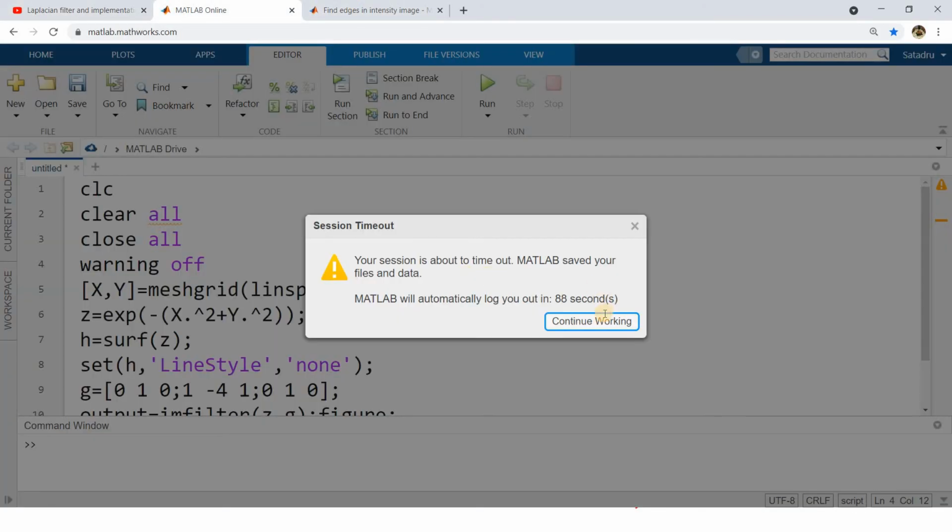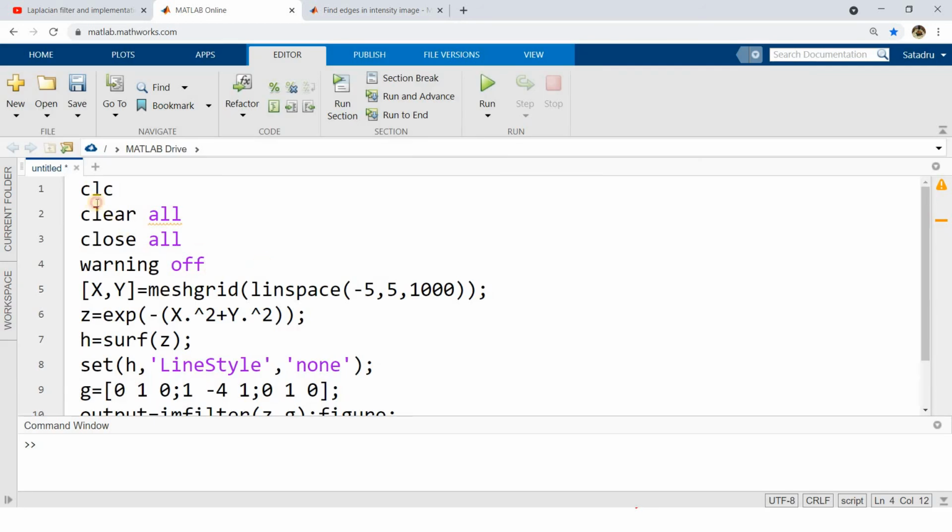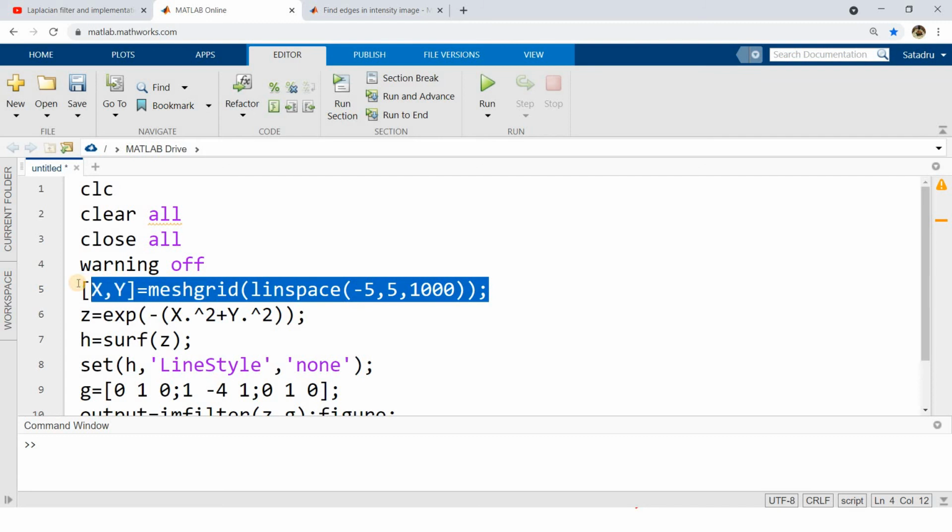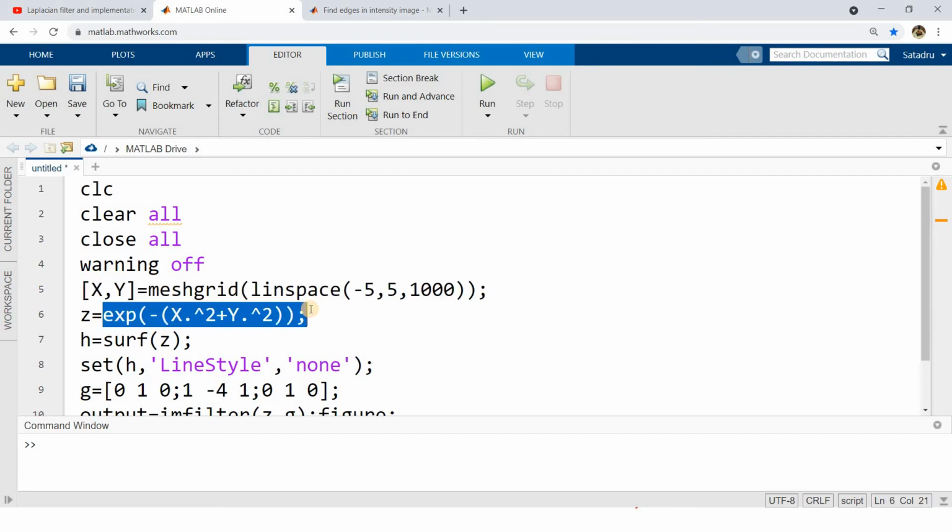So here I have opened MATLAB Online. One simple code is written: clc, clear all, close all, warning off. I am creating a 2D grid, and then taking the formula of the Gaussian, exp of minus of x square plus y square, the conventional formula of our Gaussian, and in 2D that's why it is x square plus y square. Now we are doing a surface plot, and we are giving line style none. Let's check.